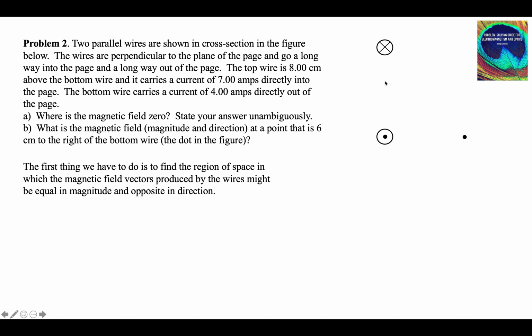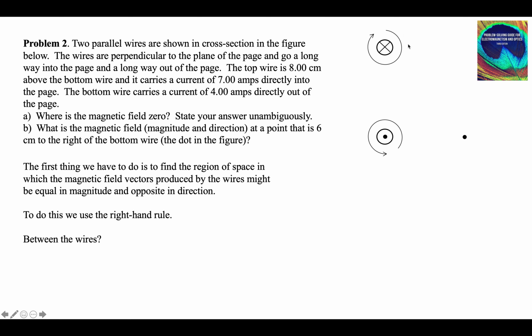The first thing we have to do is consider which region of space the field might be 0. So we're going to use the right-hand rule, and we're going to draw the field lines by sticking our thumb along the direction of the current. For the bottom wire, we stick our thumb directly out of the page, and we curl our fingers around, and that is counterclockwise. So this wire makes magnetic field lines going this way, counterclockwise. For the top wire, we have to stick our thumb into the page, so it produces field lines that are clockwise, like this.